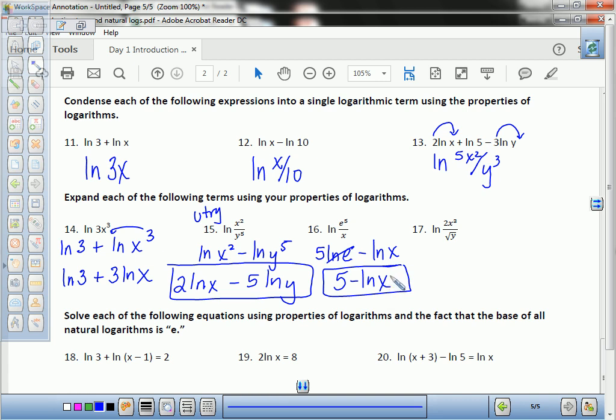Okay, so we will never leave an ln of e. We will always simplify it, no matter what the directions say. We always simplify natural log of e.